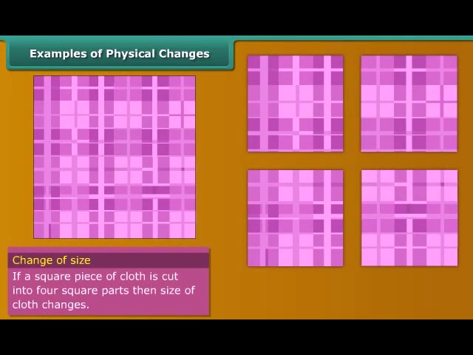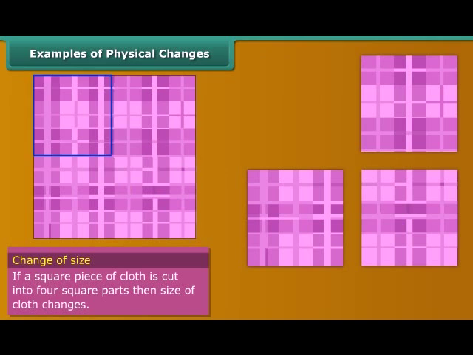Children, cut a piece of cloth in 4 square pieces. Now compare the size of one piece of cloth with the original piece of cloth. But the properties of the cloth remain same. So this is a physical change.